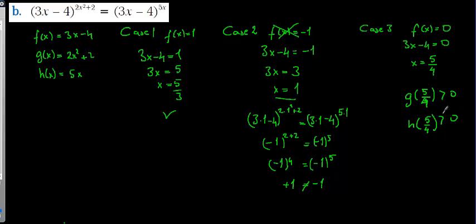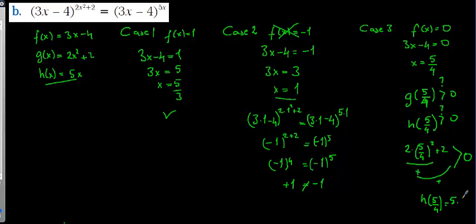Okay, we are checking now g of it, which is equal to 2 times the square plus 2, and it's obvious this is positive, because of the square, and plus 2 is also positive, so this expression is greater than 0. For this one here, h(x) is equal to 5x, 5 times it, it's obvious that this is greater than 0 also. Okay, we finished case 1, case 2 and case 3.